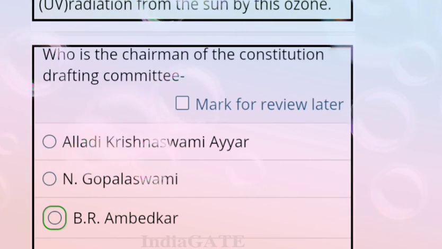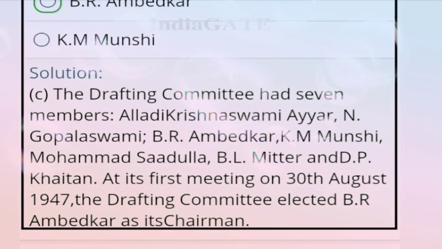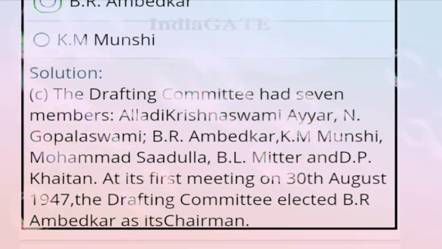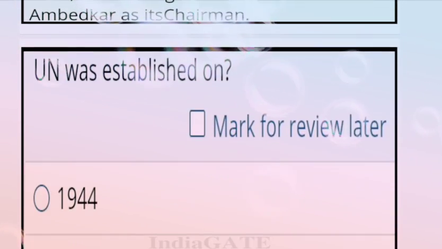So the correct answer is B.R. Ambedkar. And more information about the drafting committee: the drafting committee has 7 members. First is Alladi Krishnaswamy Iyer and Gopalaswami Ayyangar, B.R. Ambedkar, K.M. Munshi, Muhammad Saadullah, B.L. Mitter and D.P. Khaitan. At its first meeting on the 30th August 1947, the drafting committee elected B.R. Ambedkar as its chairman. Next question: UN was established on.